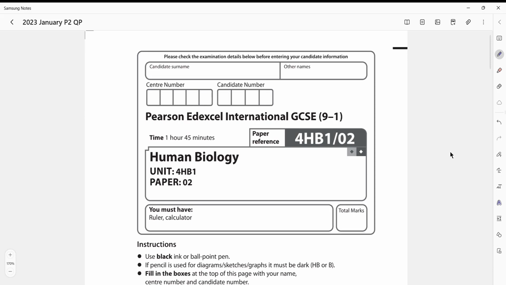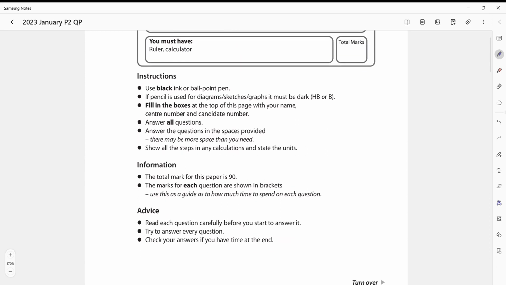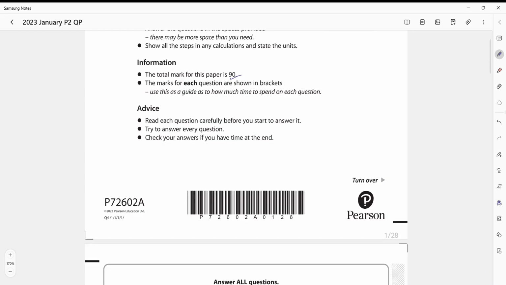Hi everyone, today we'll be covering the Pearson Edexcel IGCSE Human Biology paper. So this is from 2023 January and this is paper 2. For this paper, you're given an hour and 45 minutes to complete and the total mark for this paper is 90. So this paper tests on the entire syllabus.